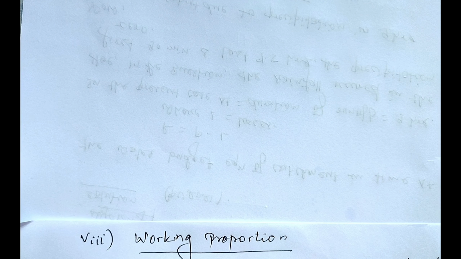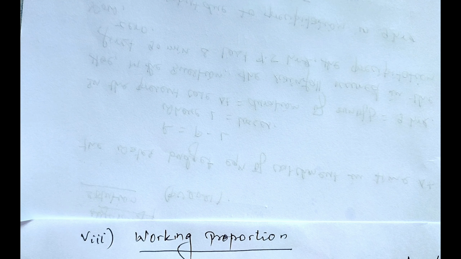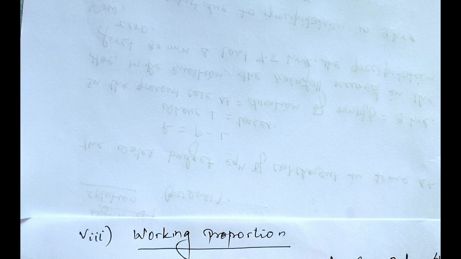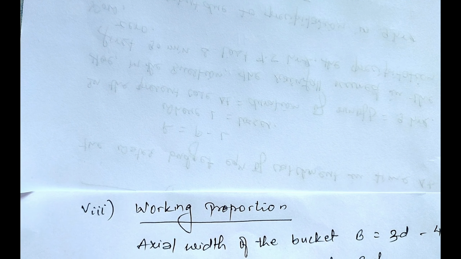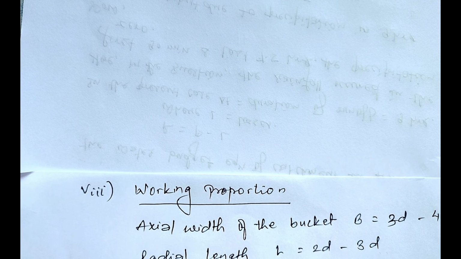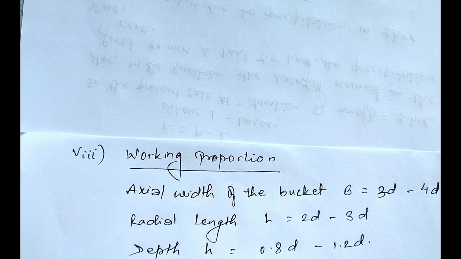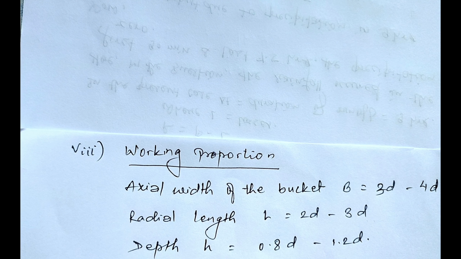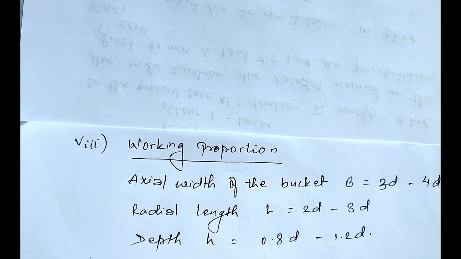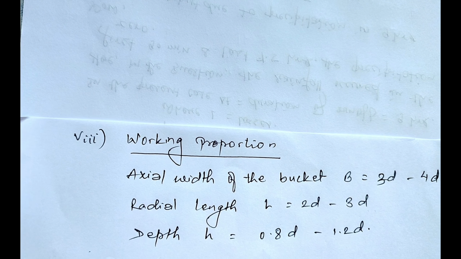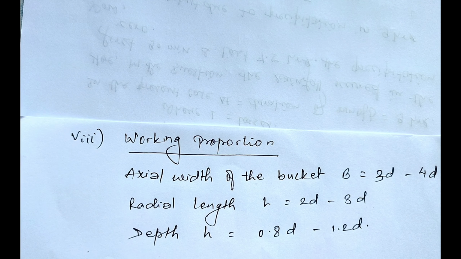After all this, we will find the working proportions of the Pelton turbine. In the working proportions, the width of the bucket varies from B equals 3d to 4d, and in a similar way the radial length L varies from 2d to 3d. The depth varies from 0.8d to 1.2d, where in the above working proportions d represents the diameter of the nozzle.